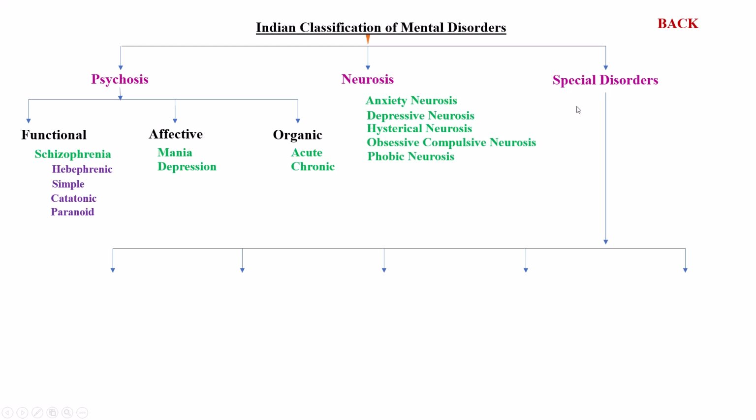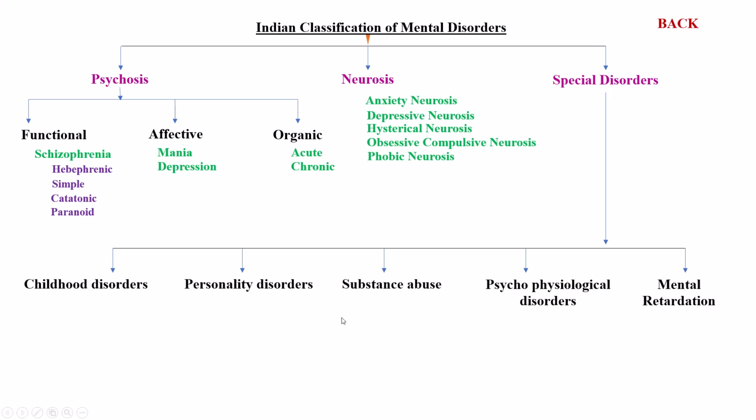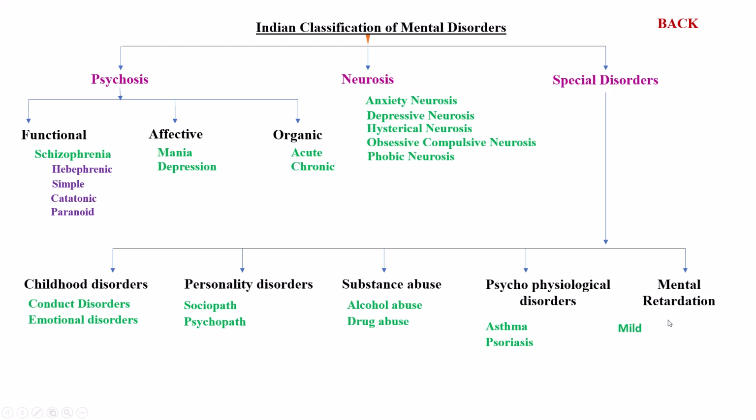Then special disorders. In special disorders they made five different classifications: childhood disorders, personality disorders, substance abuse, psychophysiological disorders and mental retardation. Childhood disorders include conduct disorder and emotional disorders. Personality disorders include sociopath and psychopath. Substance abuse includes alcohol abuse and drug abuse. Psychophysiological disorders, such as asthma and psoriasis, commonly happen due to psychological abnormality. Mental retardation is mild, moderate, severe and profound. We have seen this type in ICD-10 also, but according to India, they made it under special disorders.